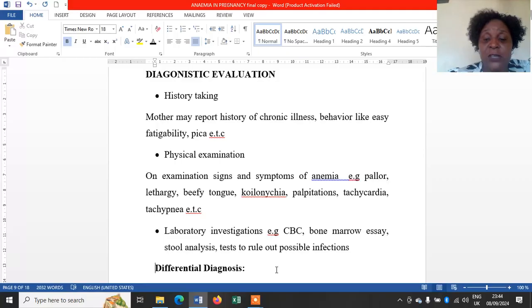Then we can go ahead to do a bone marrow assay to look at how the bone marrow functions, to rule out anemias like B12 deficiency. Then stool analysis. Here we check for things like hookworm infestations or blood in stool, which may lead us to diagnose chronic hemorrhage. And we do other tests like malaria tests and sickle cell tests to rule out other possible causes.